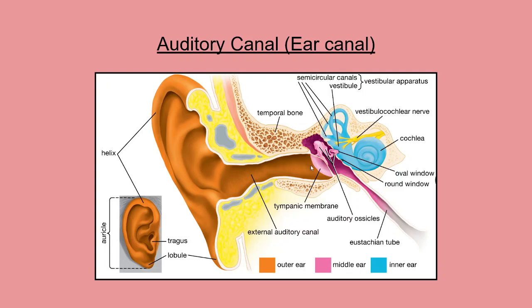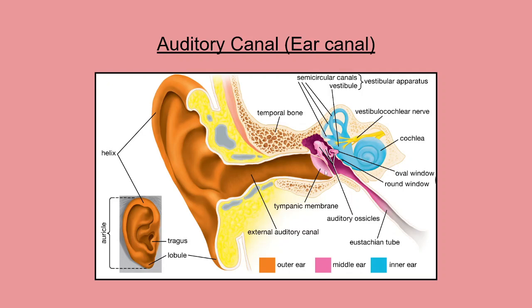This is the auditory canal. As you can see, this part is the pinna, this is the auditory canal. It's also called the ear canal. It's a tube-like passage that leads from the pinna to the eardrum. As you can see, this tympanic membrane is called the eardrum, and the canal is lined with skin that contains glands that produce earwax and small hairs.